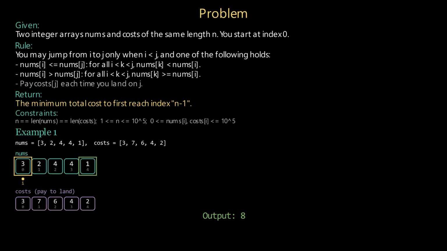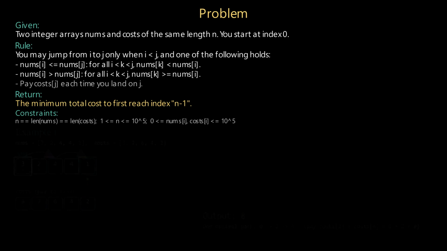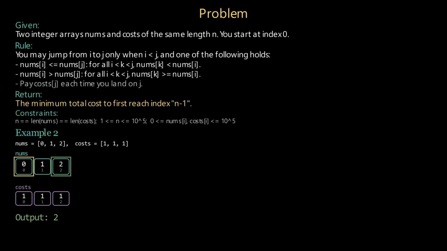Example 1, one cheapest route jumps from index 0 to index 2, paying 6, then from 2 to 4, paying 2. 8 total. The arrows follow the nums row because jumps are between indices. Example 2, you cannot jump straight from 0 to 2 when nums is 0 1 2, so you pay 1 to land on 1 and 1 more to land on 2.